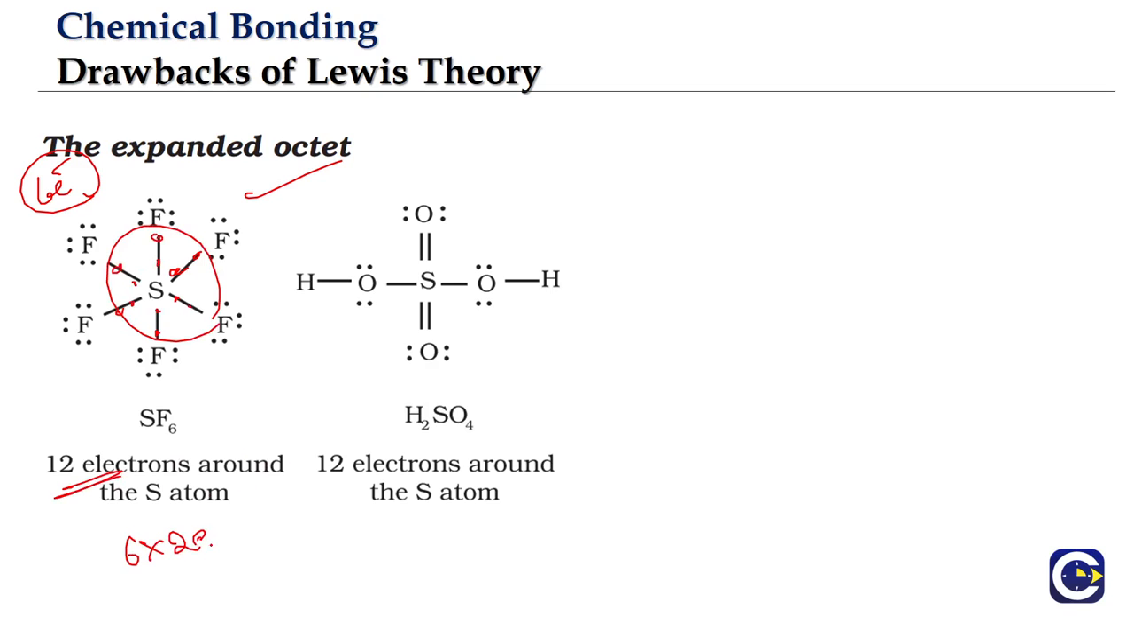Six pairs are there, six bonding pairs. Totally it will be 12. This is also what we call an expanded octet. You can even take the example of H2SO4.